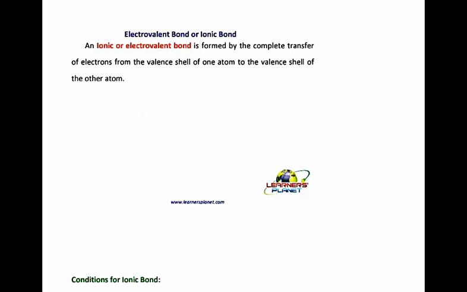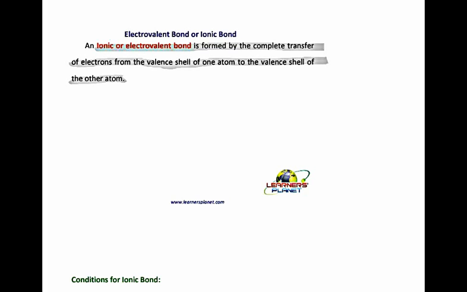So the first discussion which we will have regarding our chapter of chemical bonding is the electrovalent bond, or the ionic bond. According to the definition, an ionic or electrovalent bond is formed by the complete transfer of electrons from the valence shell of one atom to the valence shell of the other atom.